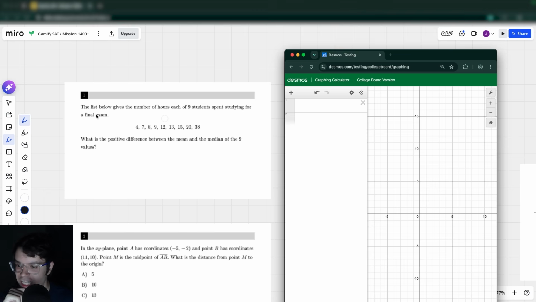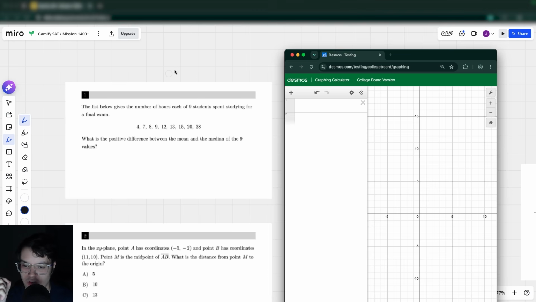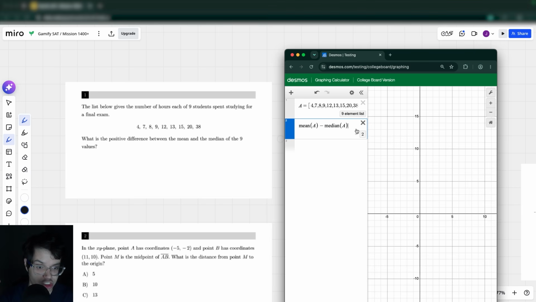So this one here, it says the list gives the number of hours 9 students spent studying for an exam. What is the difference between the mean and the median of the 9 values? So like I just showed before, I can just say A and then put a list there. So I can do in this list 4, 7, 8, 9, 12, 13, 15, 20, and then 38. And then I can go ahead and do the mean of A and then subtract the median of A, which will just give me 2 for the answer here.